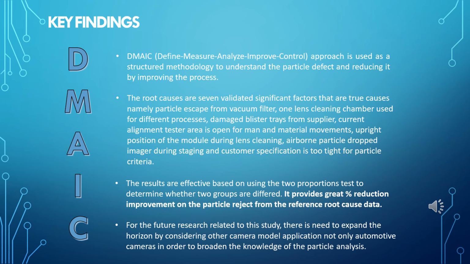The results are effective based on using the two proportions test to determine whether two groups differed. It provides an 8% reduction improvement on the particle reject from the reference root cause data. And the last key finding is that for future research related to this study, there is a need to expand the horizon by considering other camera model applications, not only automotive cameras, in order to broaden the knowledge of the particle analysis.